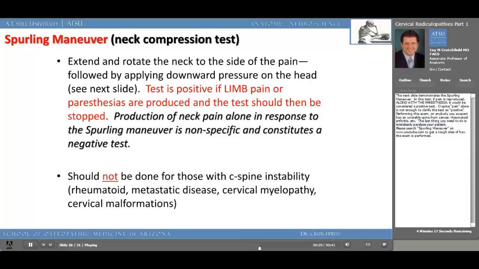Please search Sperling maneuver on YouTube to get a rough idea of how the exam is actually performed. Take a second and look up Sperling maneuver on YouTube to see how it's actually performed.